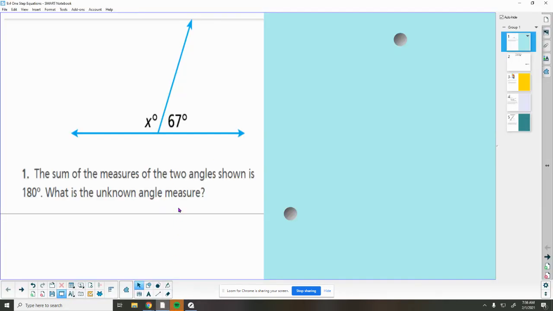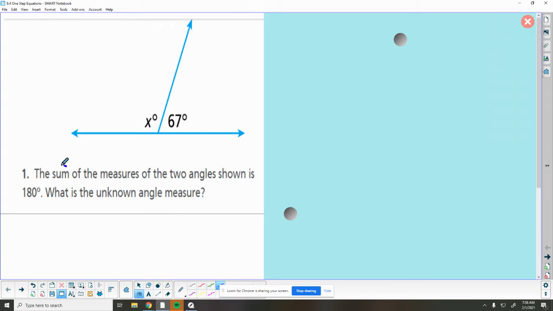So task 1 tells us that the sum, we need to know, what does this word sum mean? So sum means that we need to add. So the answer when we add of the measures of two angles is shown. So we have the measure of angle X, and this angle is 67 degrees. And when we put those together, their sum is 180. So together, these equal 180 degrees.